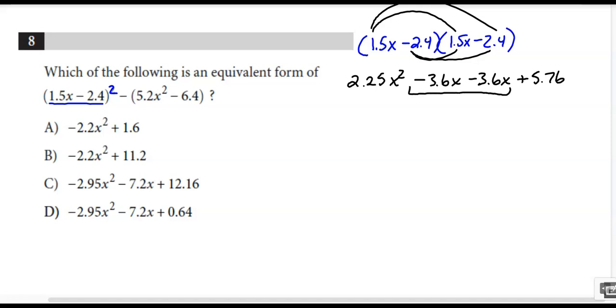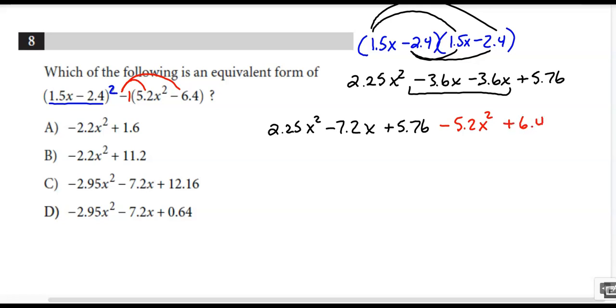All right, so I'm going to clean this up a little bit. I'm going to combine some like terms here. So we have 2.25x squared minus 7.2x plus 5.76. And then now we have to do this second part, which whenever there's a minus parentheses, you need to pretend there's a negative 1 there. And you're just going to distribute that negative 1, which just changes the signs. So we need to subtract 5.2x squared, and then we need to add 6.4. And now I just have one big expression.